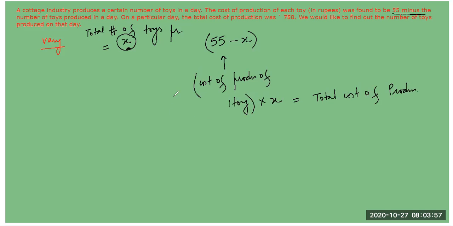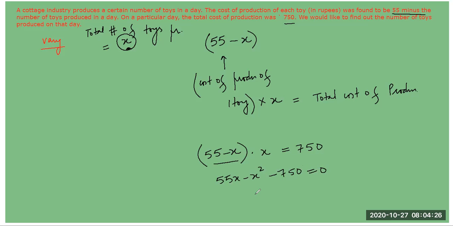And that's how I will get the quadratic equation, because he has given total cost of production on that day is 750. So right side he has given 750. Cost of production of one toy here says it's 55 minus X. What is X? Total number of toys produced. This is cost of production of one toy into total number of toys. From here, I will get the equation 55x minus x square minus 750 is equal to 0.